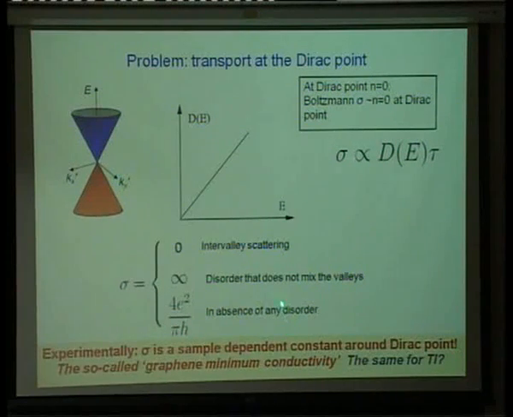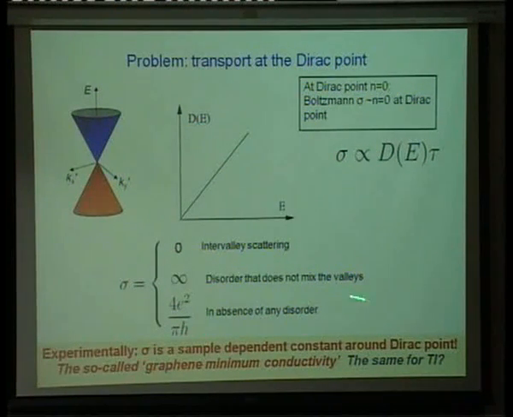And the value that most liked was 4e squared over pi h, which is the value you get if you assume graphene to have no disorder at all and just take the quantum theory of transport. You can do a Landauer-Buttiker numerical calculation and you get this 4e squared over pi h. So most people believe it's 4e squared over pi h.